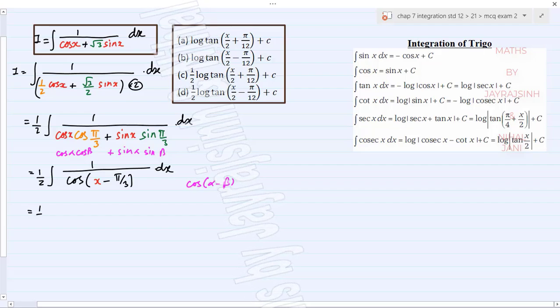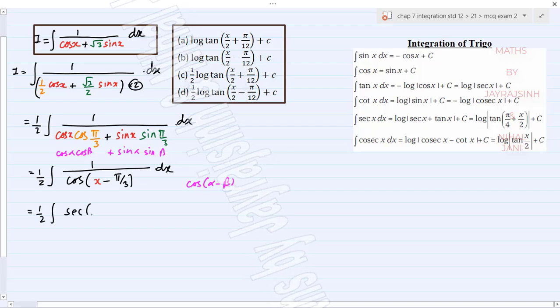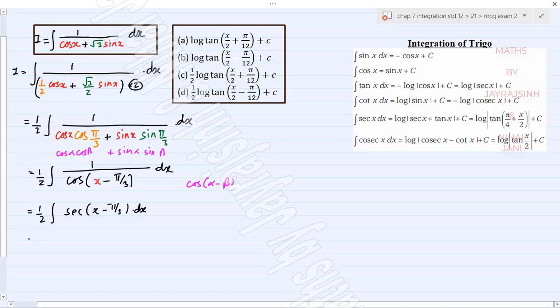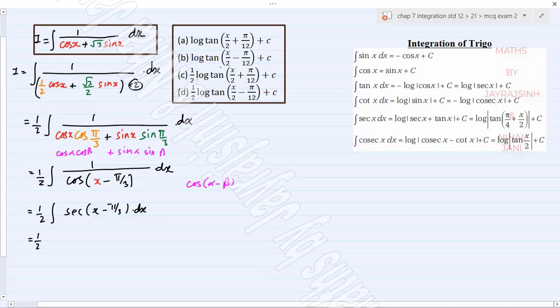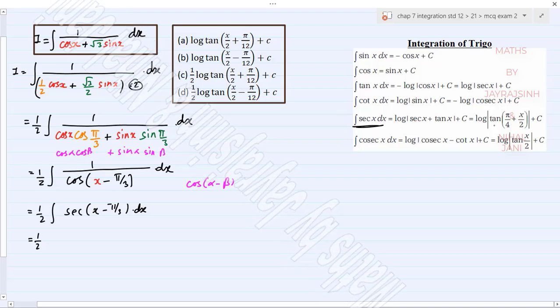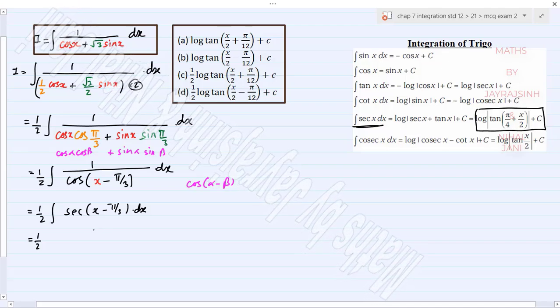Now we can say 1 upon cos x minus pi by 3 is simply sec x minus pi by 3 dot dx. And to get the proper answer, which is given in option, you have to apply integration of sec x is equal to log mod tan x by 2 plus pi by 4.